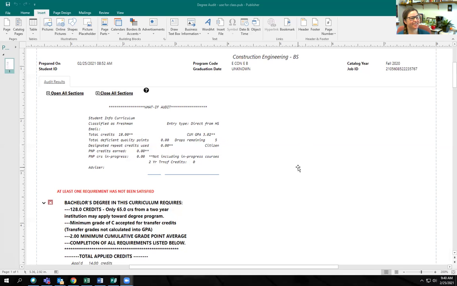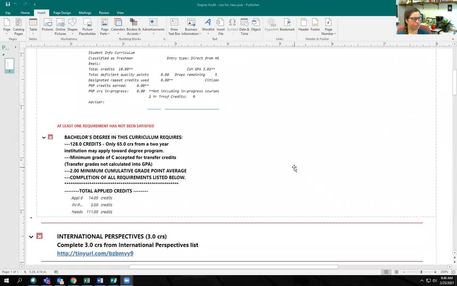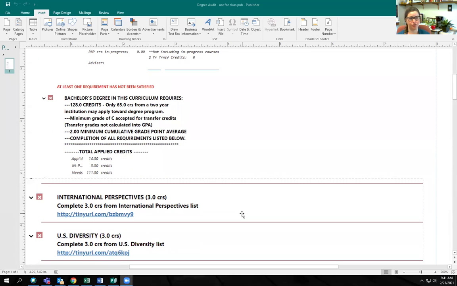Okay, so let's move down through this a little bit. I don't usually pay very much attention to this area because with transfer credits and different numbers of credits and stuff, it can get a little bit messed up. I don't really care, frankly, what this says. I care whether or not you've earned credit for all of the specific courses that we need.